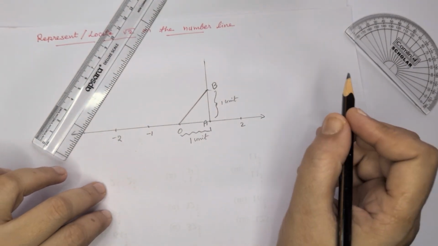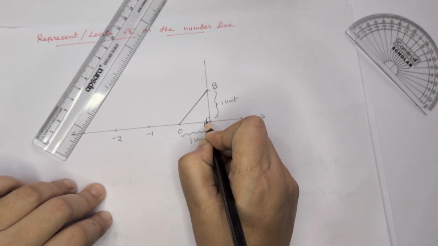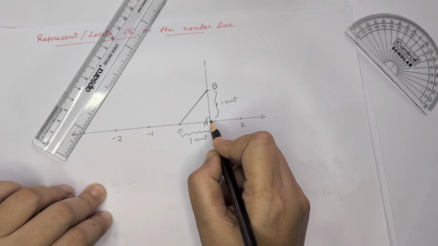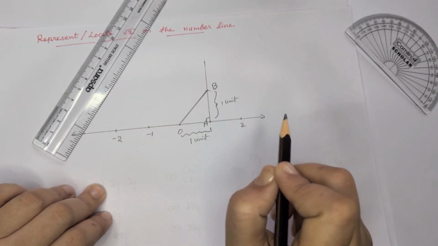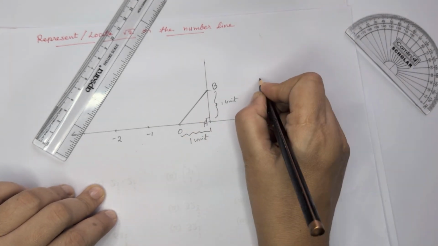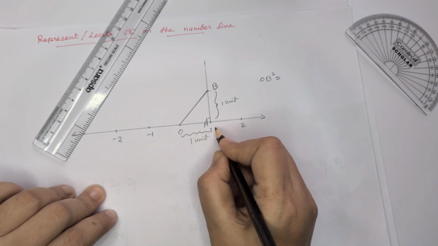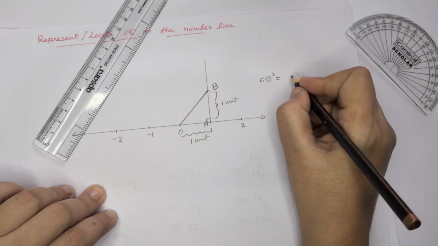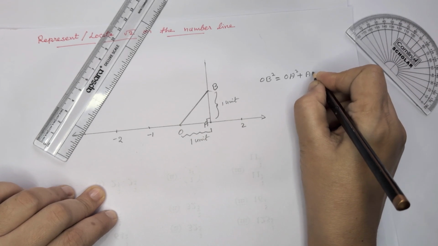by applying Pythagoras theorem, we can see that OAB is a right angle triangle. This is the perpendicular, so 90 degrees. So OAB is a right angle triangle. We can apply Pythagoras theorem. So hypotenuse square is equal to, that means OB square is equal to base square plus altitude square, OA square plus AB square.